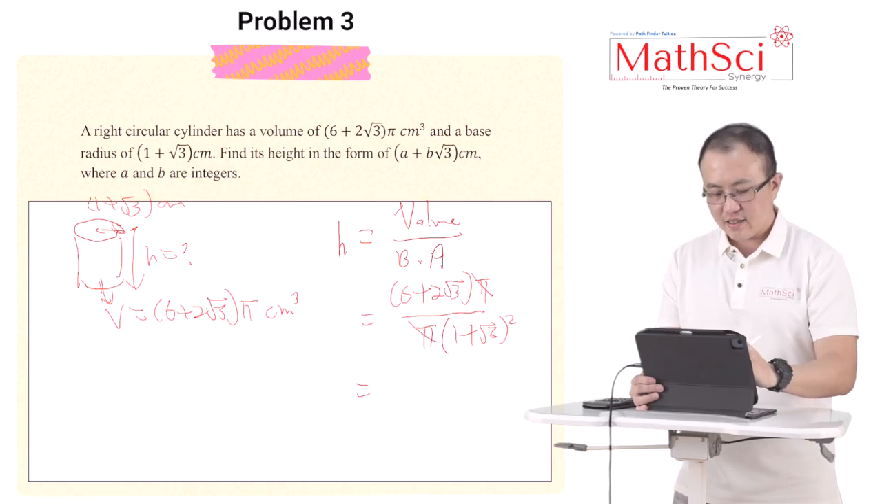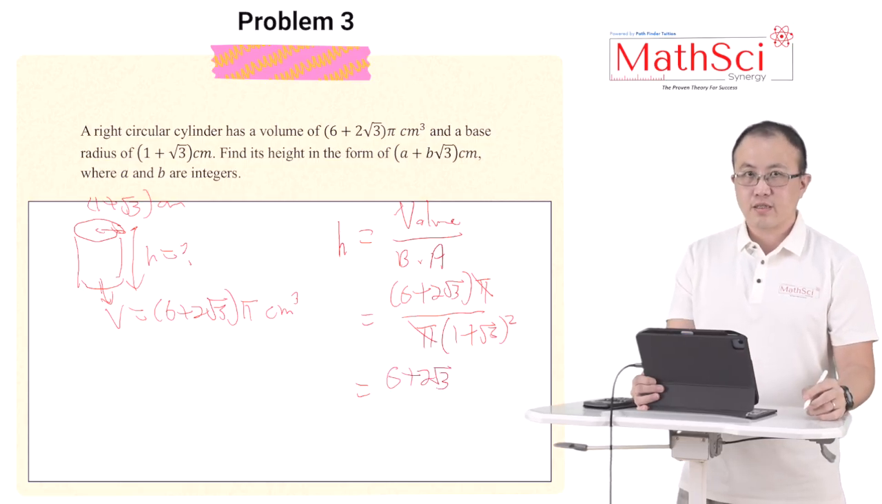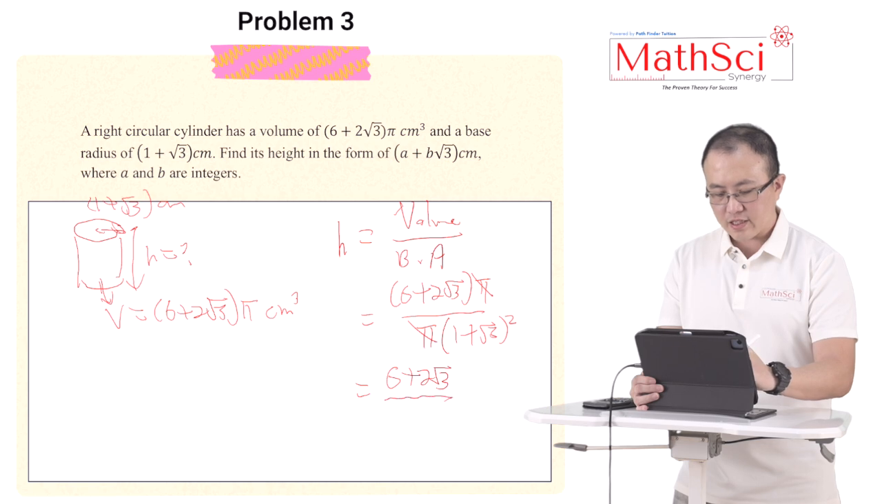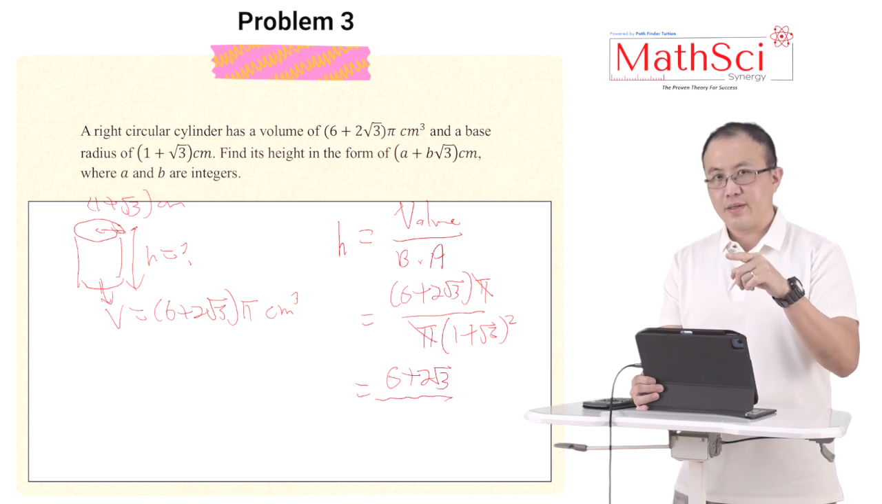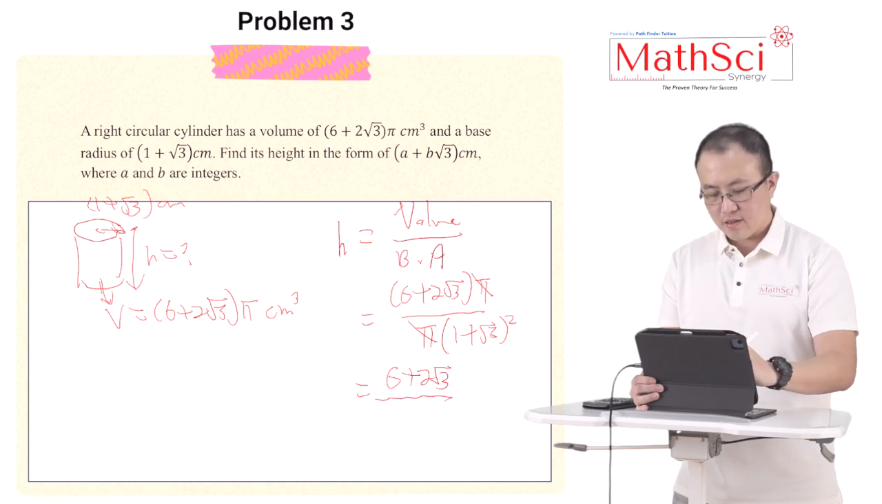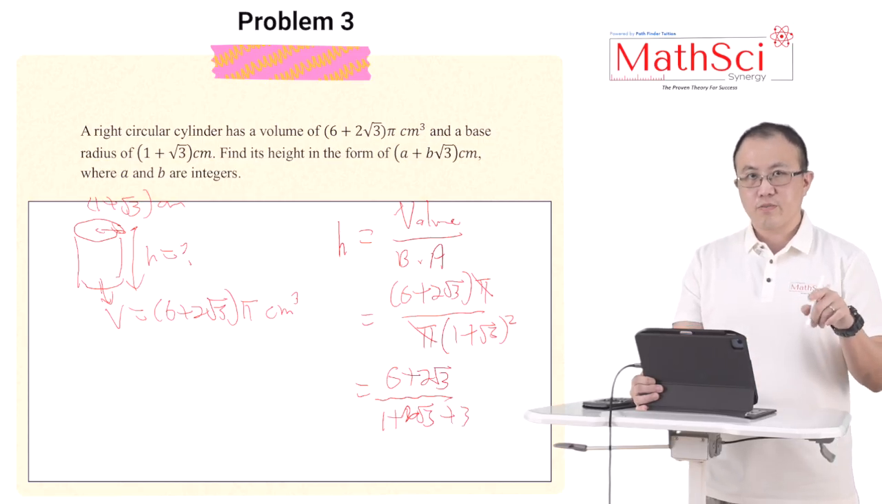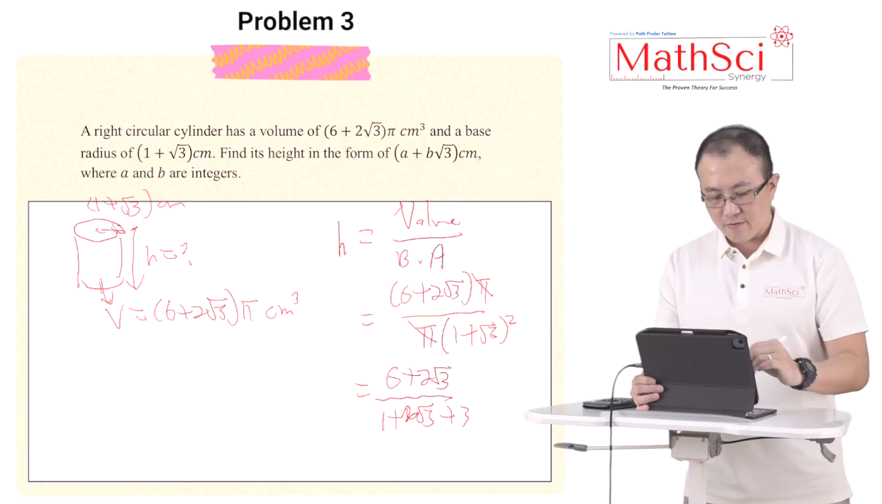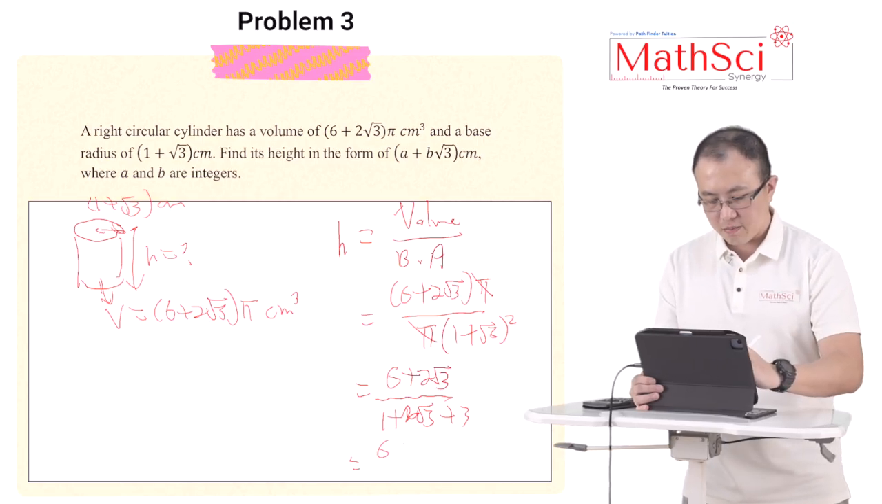So we are getting 6 plus 2 root 3. And the denominator, you can expand it. After you expand it, once again use a square plus 2ab plus b square. You will get 1 plus 1 plus 2 root 3, plus 3. Root 3 bracket square will be 3. Then from here, we will get the expression of 6 plus 2 root 3 over 4 plus 2 root 3.